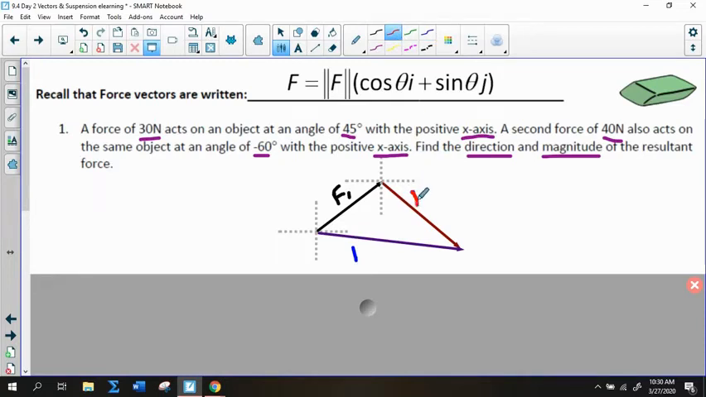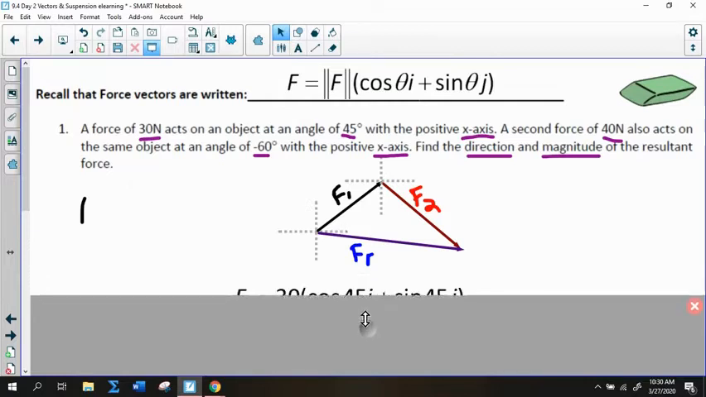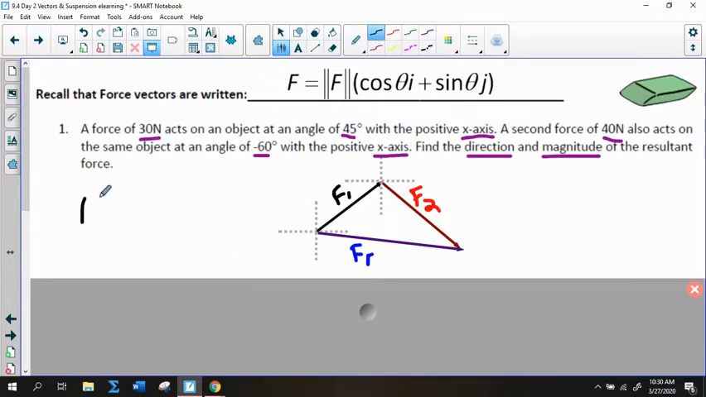So I attached it. I did what's called the tip to tail method. I attached force 2 to the end of force 1. I could have put it over here, but then I would have had to move it to attach it anyways. And then this one here is what we call the resultant force, so this will be FR. When you add two forces together, you get the resultant force.